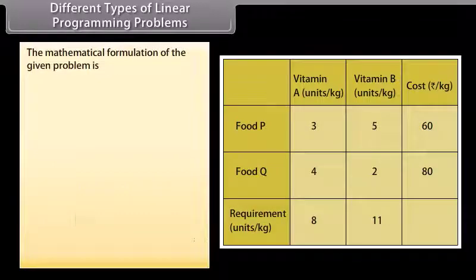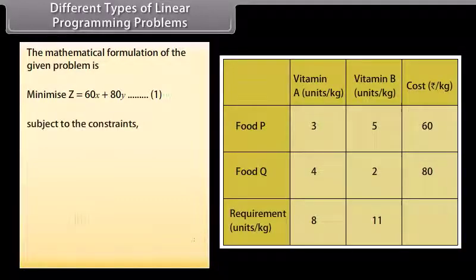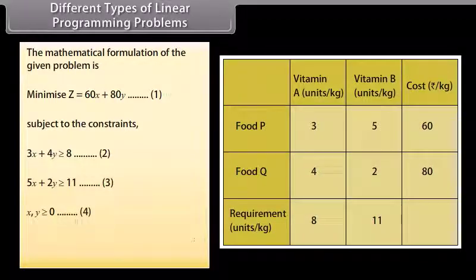The mathematical formulation of the given problem is: minimize Z equals 60x plus 80y. Mark it as equation 1. Subject to the constraints 3x plus 4y is greater than or equal to 8. Mark it as equation 2. 5x plus 2y is greater than or equal to 11. Mark it as equation 3. x, y is greater than or equal to 0. Mark it as equation 4.